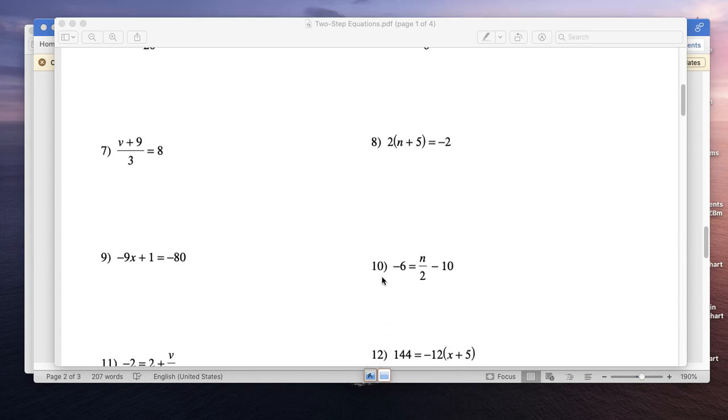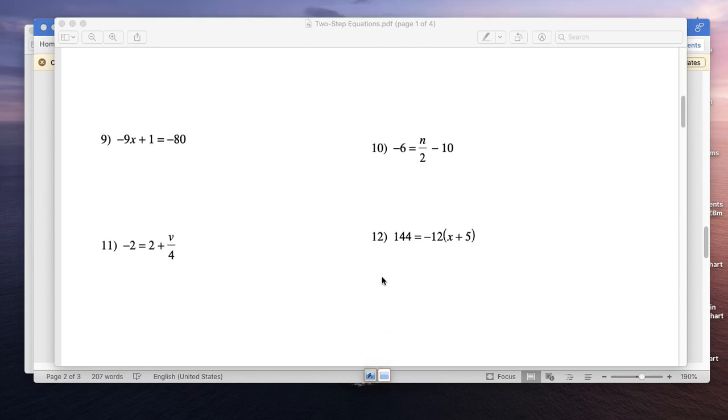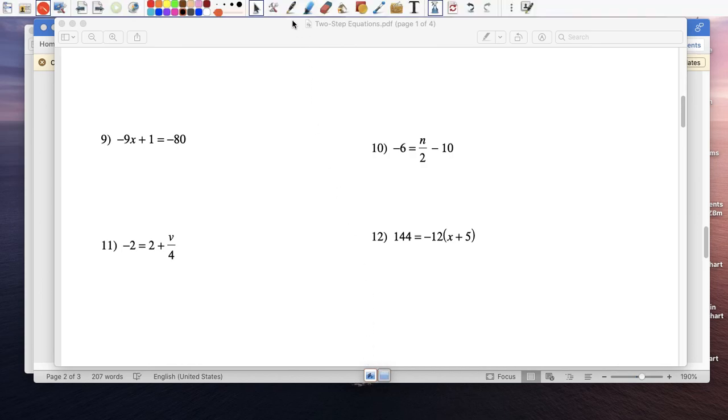Number 8 is done. Number 10. Shoot. Quite a lot. So 10, let's see, again, I have a variable called n. I'm dividing it by 2. I'm subtracting 10, and it gives me negative 6. Inverse operations, I'm going to add 10 to both sides and then multiply by 2.